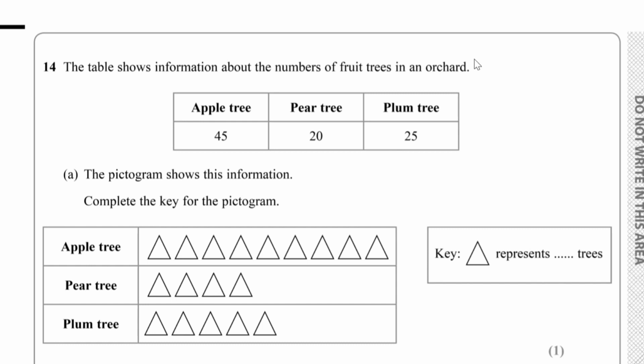Question number 14. The table shows information about the number of fruit trees in an orchard. We've got apple tree, pear tree and plum tree. Part A, the pictogram shows this information. We have to complete the key for the pictogram.